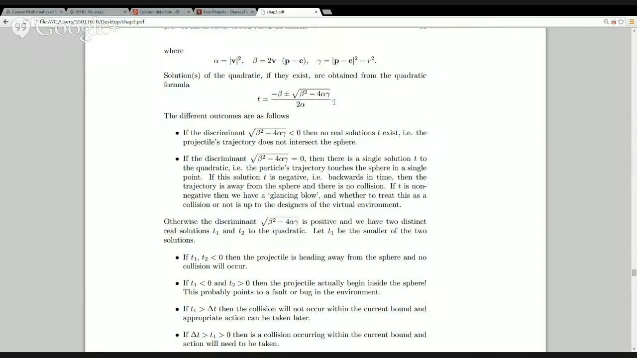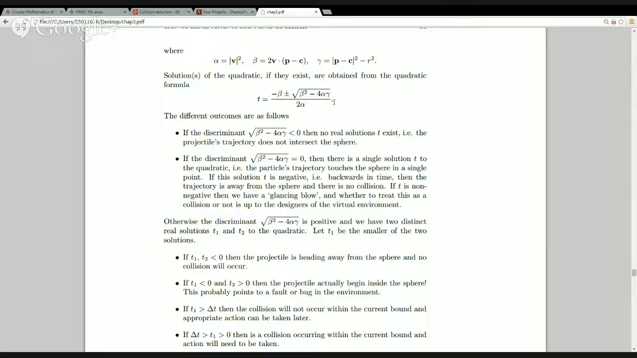Another situation to pick apart is if T1 is negative but T2 is positive. Well, that is the situation where somehow the projectile began life inside the sphere. Shot out this way, so you have 1 point of intersection here in positive time, and you have 1 point of intersection there in negative time. The projectile was actually shot from inside the sphere. Now, perhaps that might point to some fault or bug in the environment if what is supposed to have been the situation was something being fired from outside the object.